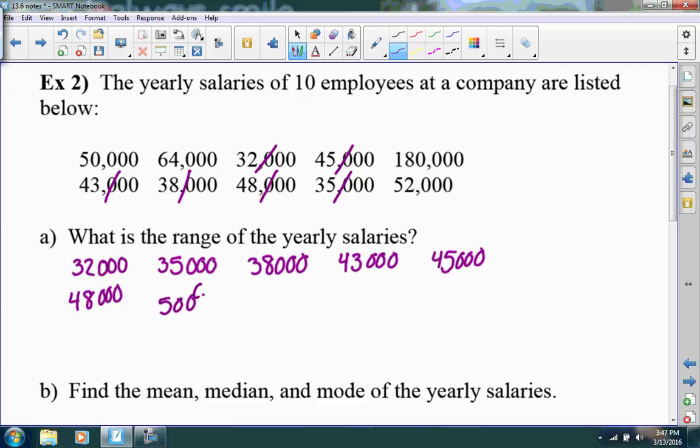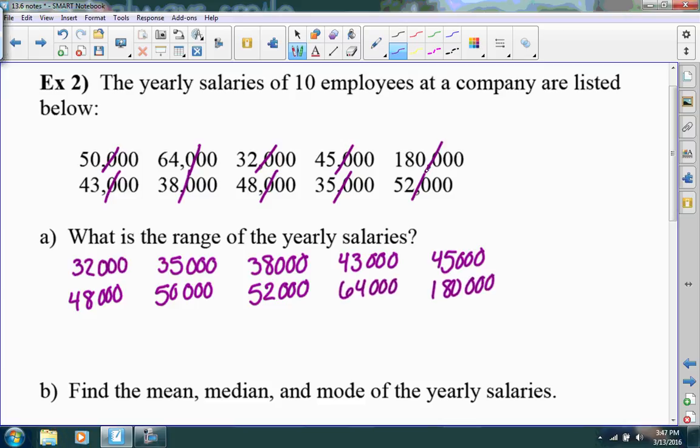Let me fix that. And then after the 50,000, I'm going to have my 52,000. And so far, I don't think I've had any that repeat. And then I've got 64. And then my last one is, whoa, 180.